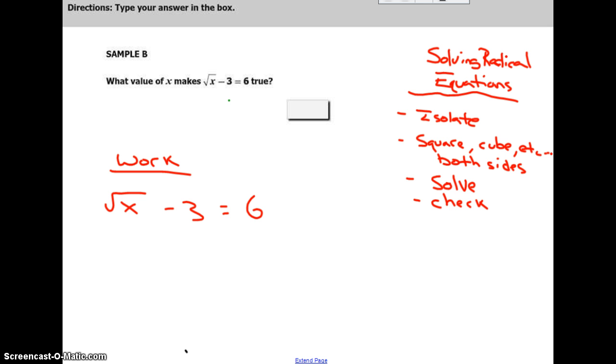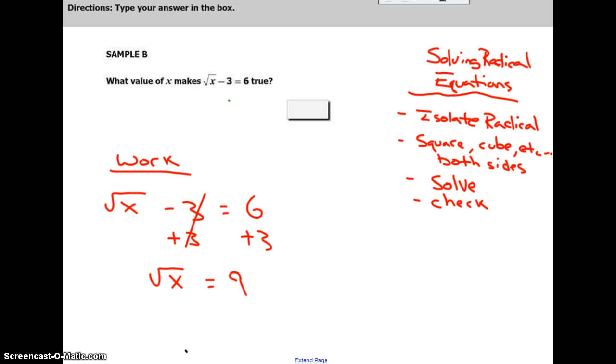So let's isolate the radical first. So we want to isolate that radical. In this case, we're going to have to add 3 to both sides, and now it's isolated. You have the square root of x equals 9, okay? Next, we're going to square both sides.